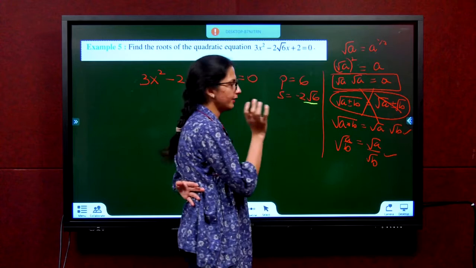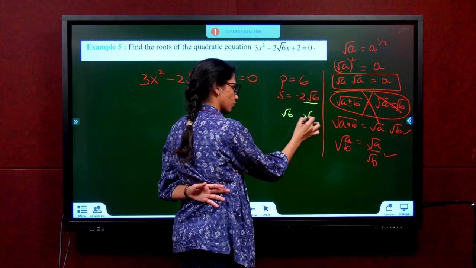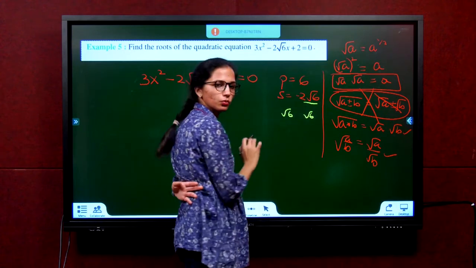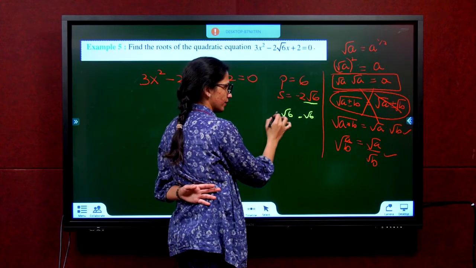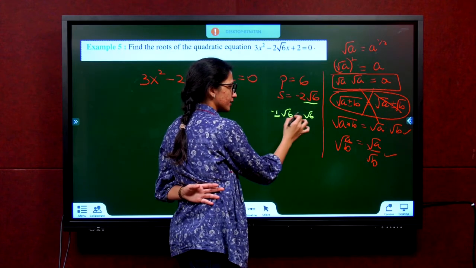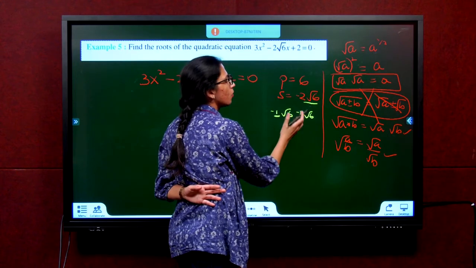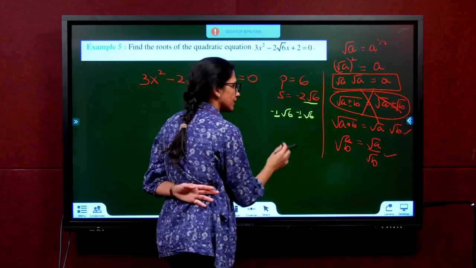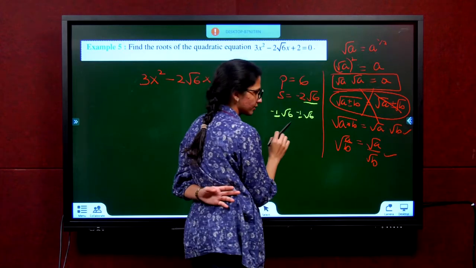No need to break your head. See what is there with root x. Root 6 will be with both of them. You want minus 2. You have to just find two numbers that will give you minus 2. See carefully. Minus 1, minus 1. What is it? Minus 2. See, minus 1 root x, minus 1 root x, minus 2 root x.